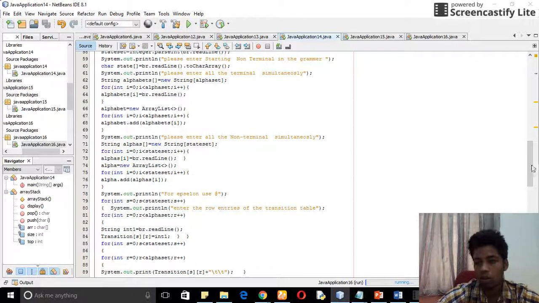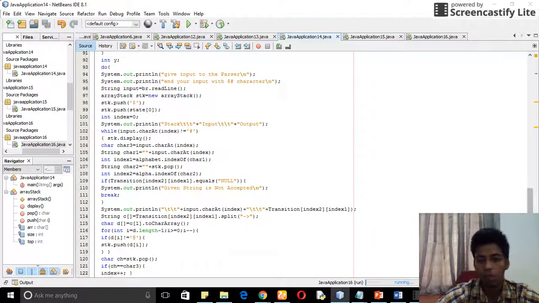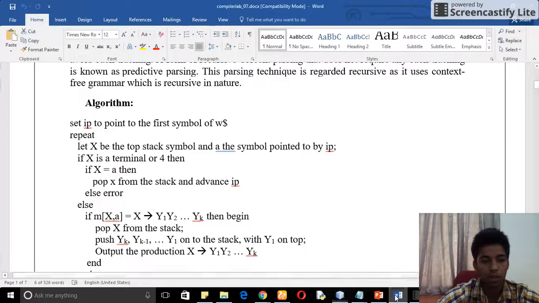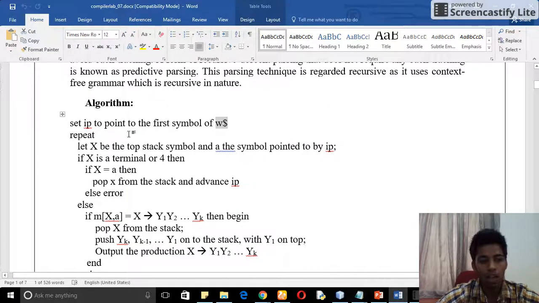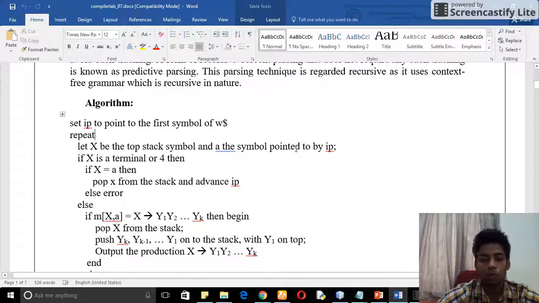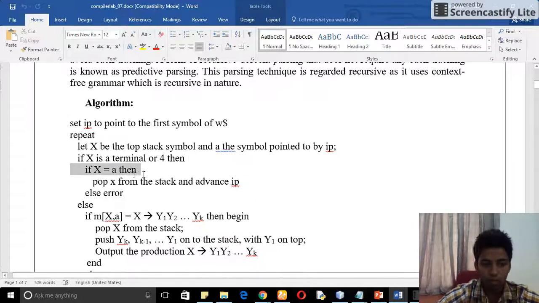This is my program. It is a lengthy program, so I will tell you the algorithm I am using. First, I set my IP to point to the first symbol of w dollar, and I repeat until the stack is empty. Let x be the top of the stack and a the symbol pointed to by the IP. If x is a terminal and x equals a, then pop x from the stack and advance the IP. Otherwise, I give an error.